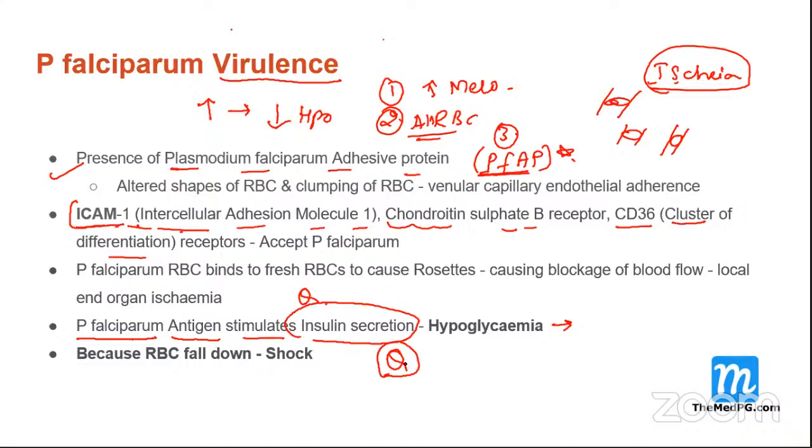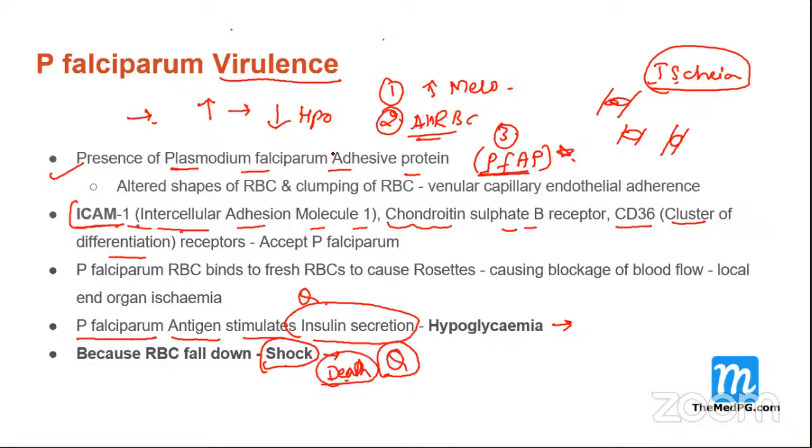Remember this point. And very important is that because there is massive hemolysis, if it is not taken care of and it is happening in an uncontrolled fashion, the patient will land up in what? The stage of shock. And finally, if not properly cared for and nothing works out well, it will lead to the death of the patient. So these are the grave consequences of Plasmodium falciparum.